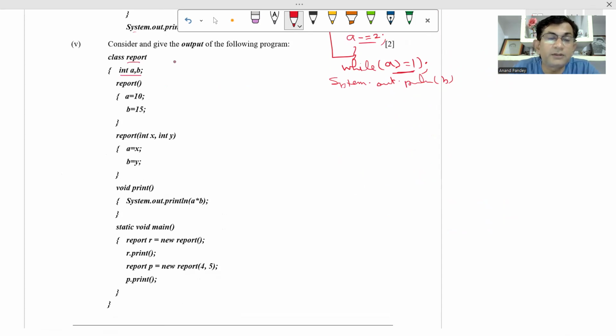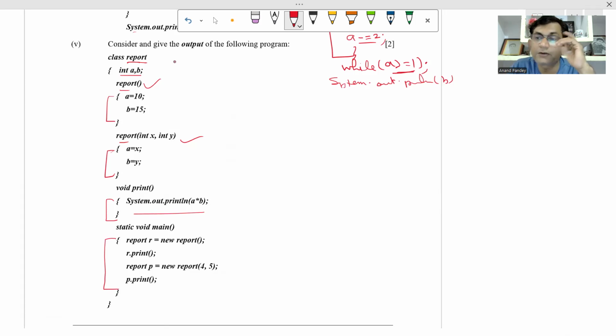It has two data members A and B, and here one constructor and one more constructor. A constructor is a function whose name is the same as the class name. Two constructors, you can see non-parameterized and parameterized constructors are there, and one function print is there, printing the value of A into B. Now coming to the main function, as you know, starting or ending of the program is from the main function.